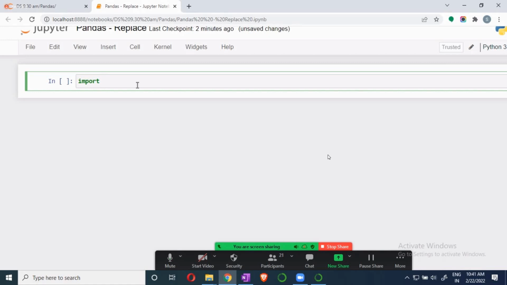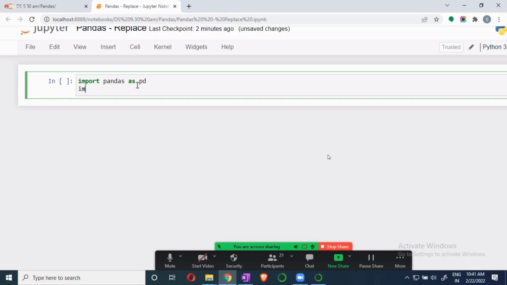If there is an error, I want to convert it into NaN. How will you do it? If there is an error in the data frame and I want to convert it into NaN, how will you do that?